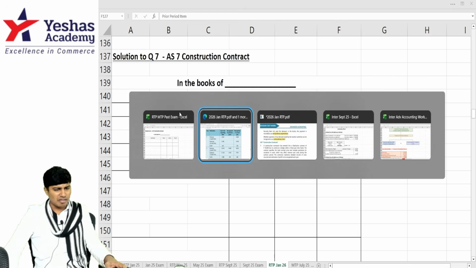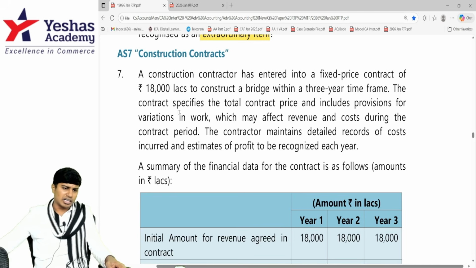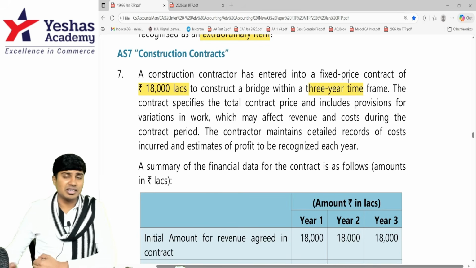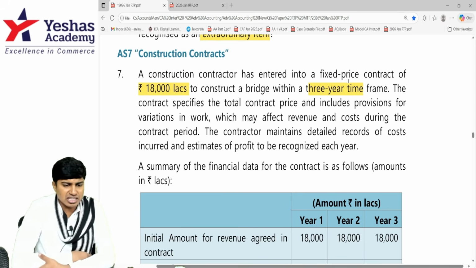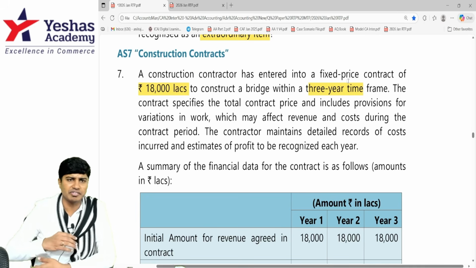Question number 7 is on accounting standard 7. There's a construction contractor and he has entered into a fixed price contract of 18,000 lakhs to construct a bridge within 3 years. Very good. Construction contract gives us revenue of 18,000 lakhs and the contract period is 3 full years. The contract specifies that total contract price includes provision for variation in work.